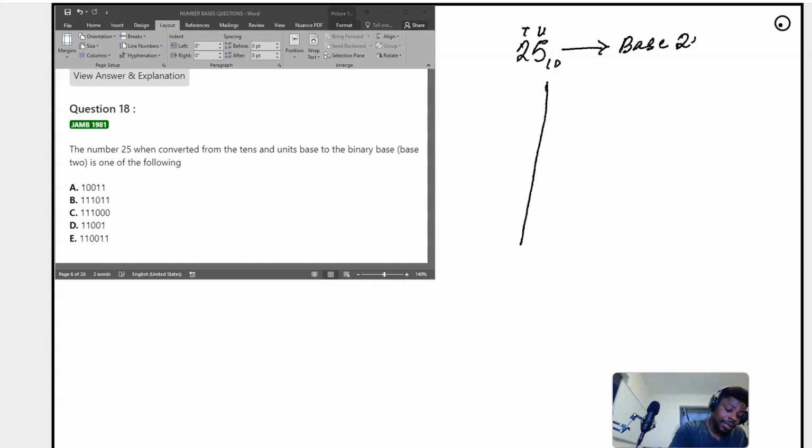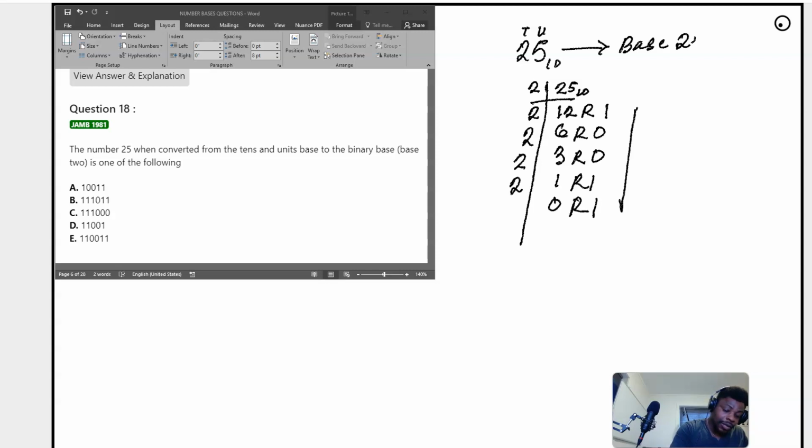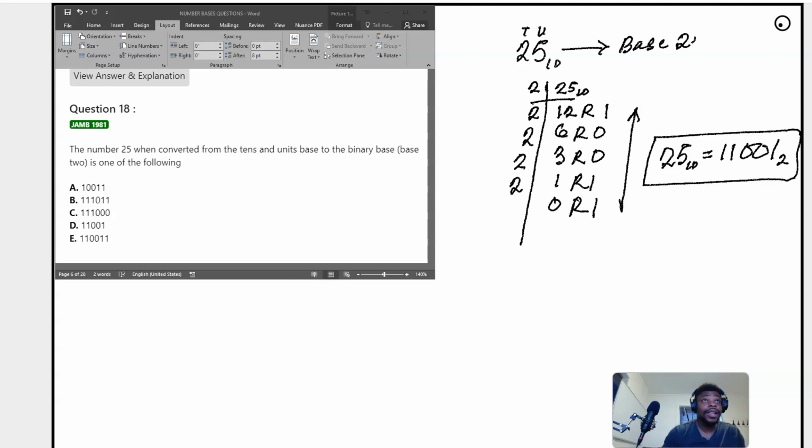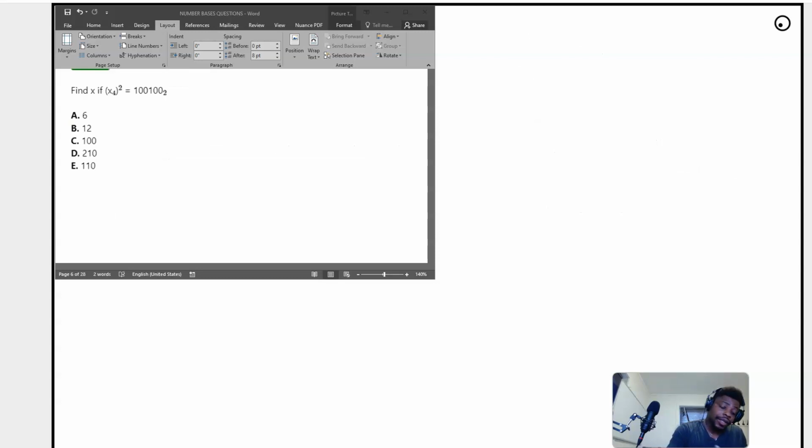So that is what they are asking us here. This is done by successive division. So 25 in base 10, let's convert to base 2. 2 into 25 is 12, that is 24, remainder 1. 2 into 12, 6, remainder 0. 2 into 6, 3, remainder 0. 2 into 3, 1, remainder 1. 2 into 1 is 0, and you put 1 here. So 25 in base 10 is equal to 11001 in base 2.